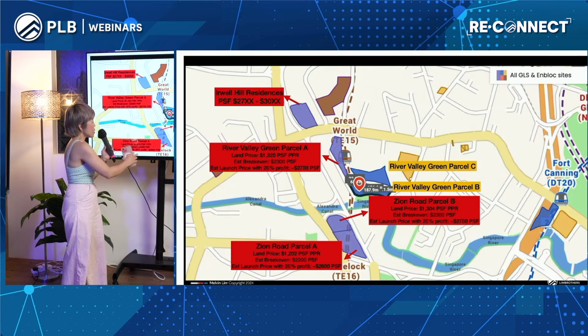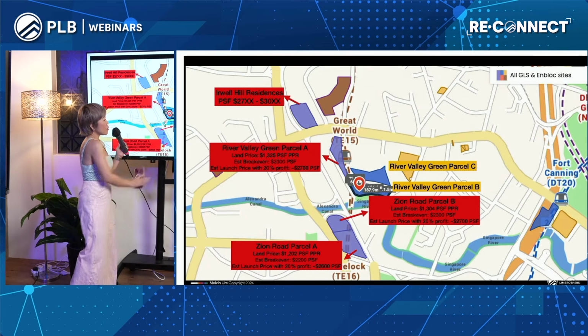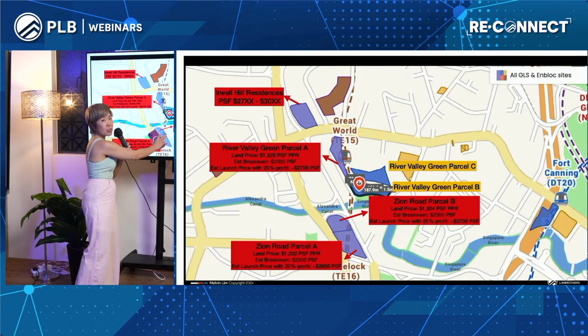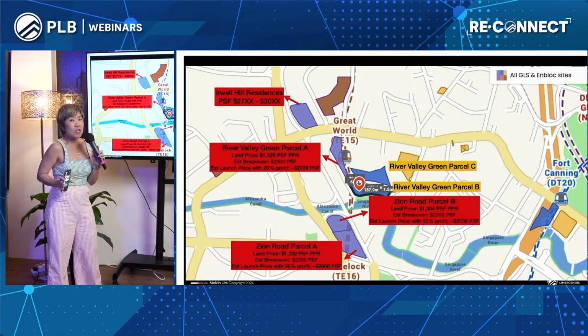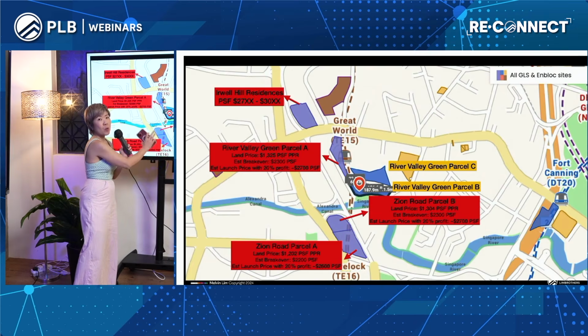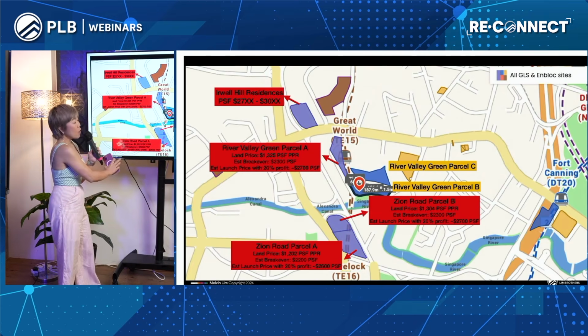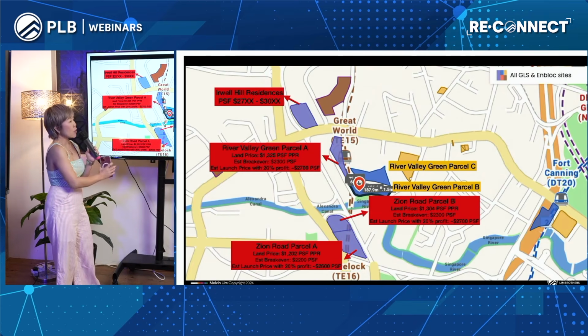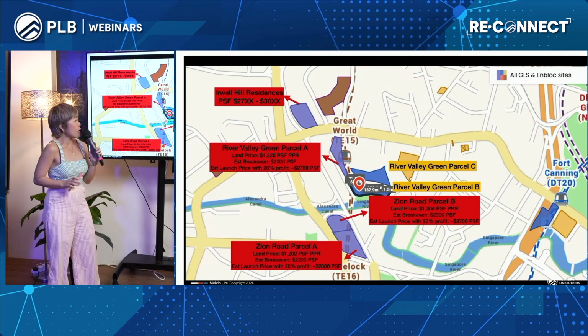And coming to the Zion Road Parcel A and Parcel B, Zion Road Parcel B is also going to be a full residential development. These two plots of land are in between the Great World City MRT station and Havelock MRT station, which is also very convenient. The developer got the land at 1,304 PSF PPR, and that is going to make their break-even price at 2003 PSF, and with a profit margin, they could launch it at 2007 as well.